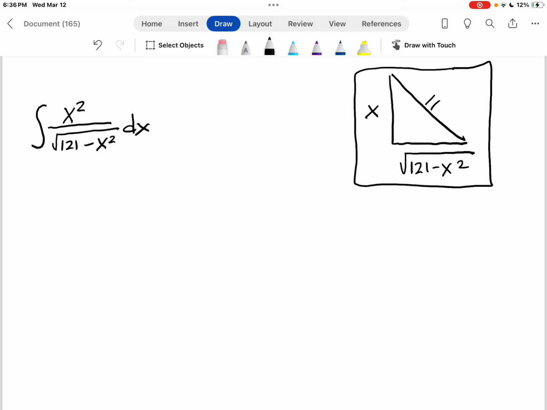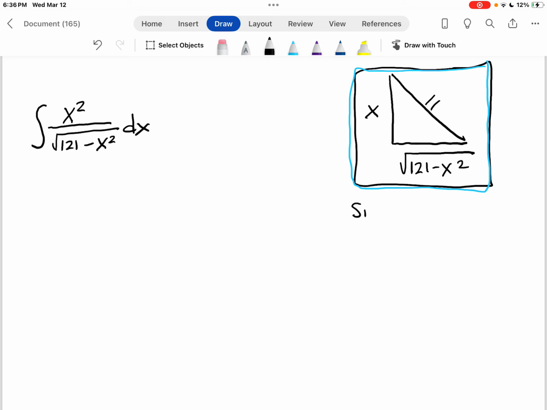In this example, we are going to integrate, or find the antiderivative of, x squared divided by the square root of 121 minus x squared dx. And we're going to use trig substitution. I have our triangle already set up right here to get us started, and from the triangle, we can get a lot of information.